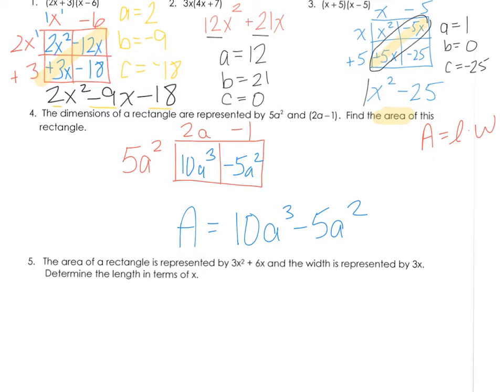Okay, let's take a look at the next one. The area of a rectangle is represented by, okay, so this is a little different already. In the last one, they gave us the length and the width. We had to find the area. Now they're giving us the area. They're saying this is the area.